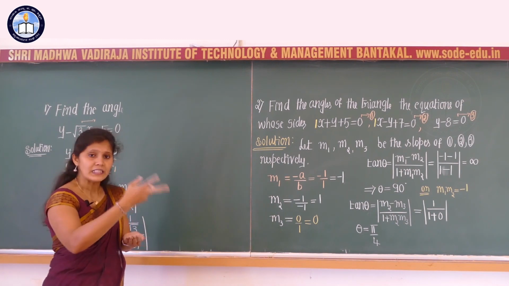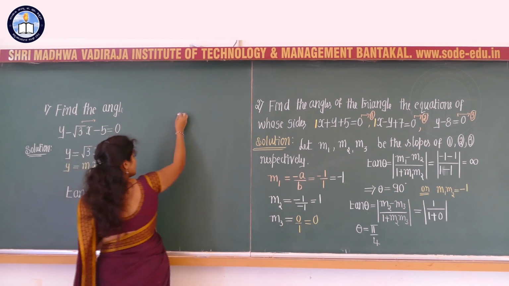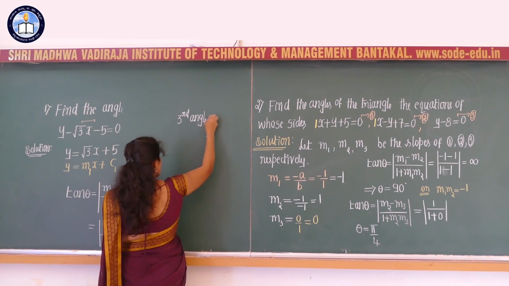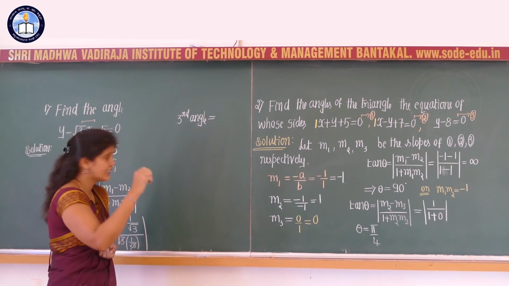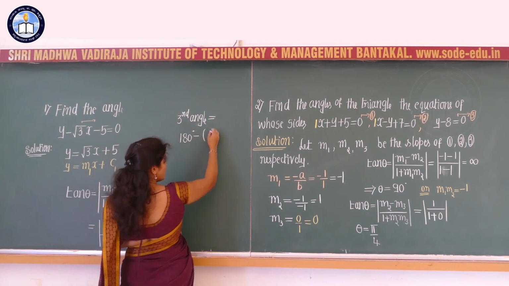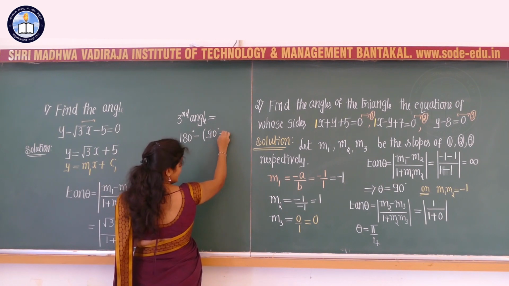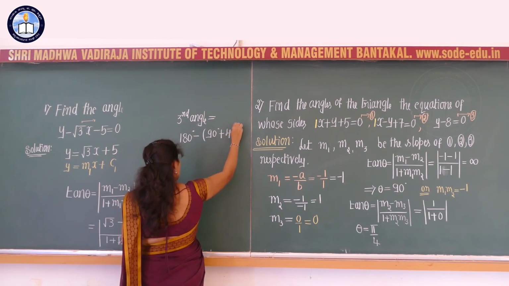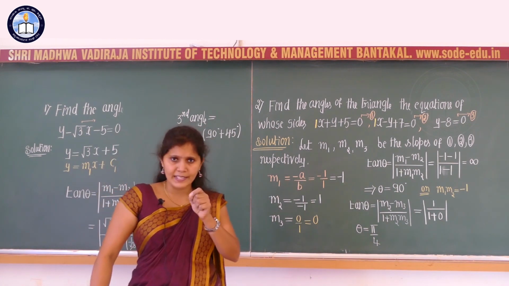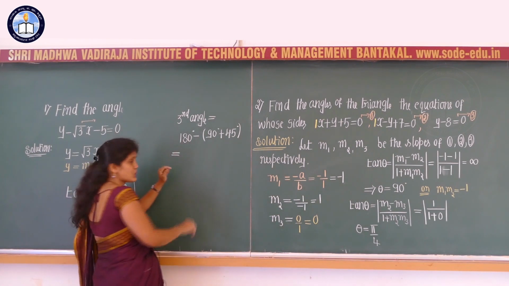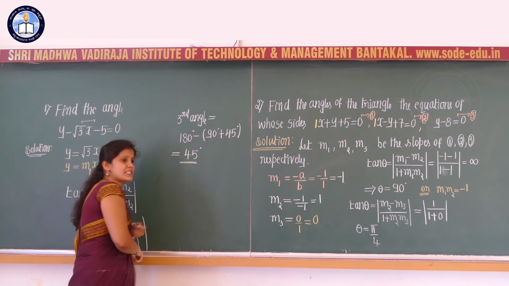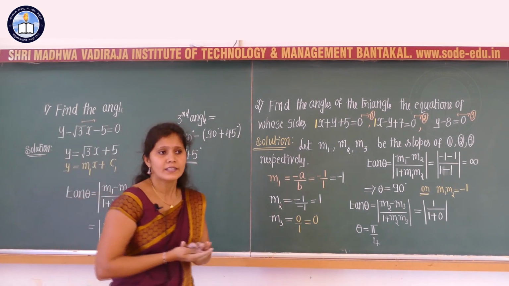So how to find out the third angle? Third angle is nothing but third angle with respect to the triangle. I can write it as, we know that sum of all the angles of the triangle, that is 180 degree. So therefore 180 degree minus the sum of other two, that is 90 degree plus 45 degree, which is nothing but 90 plus 45, that is 135 degree, 180 degree minus 135 degree which is nothing but 45 degree. So therefore this represents the third angle with respect to the given triangle.